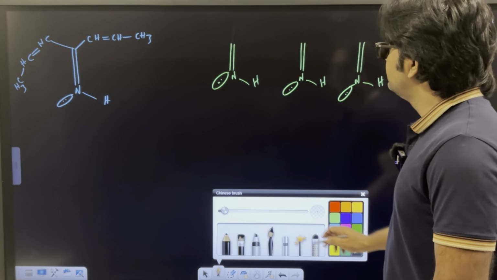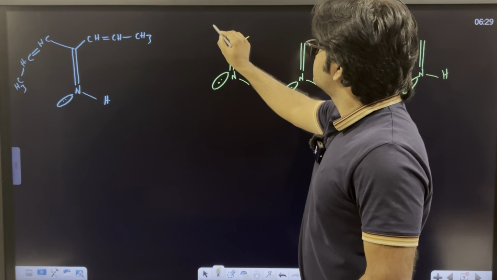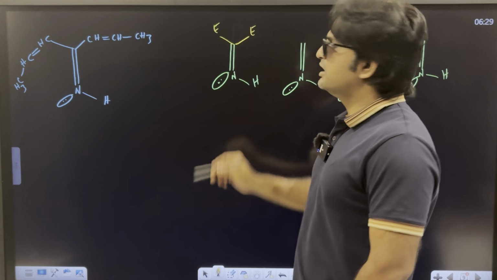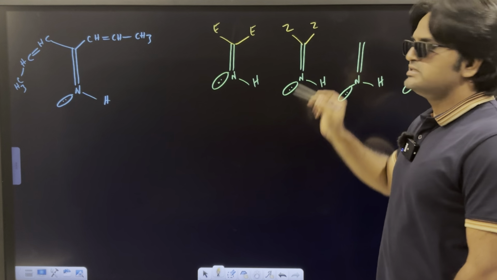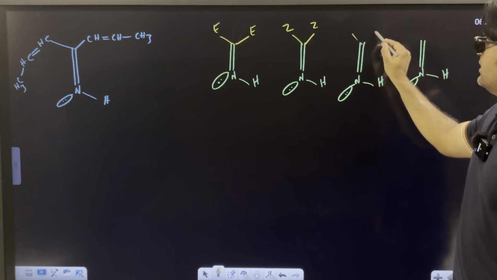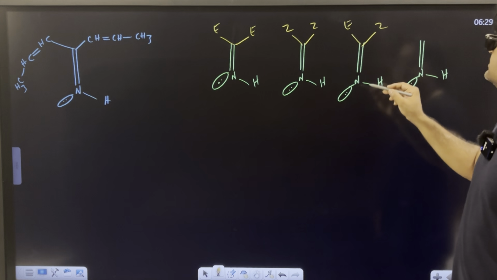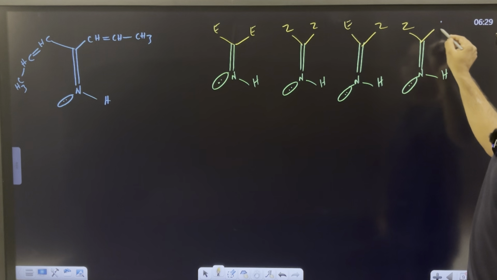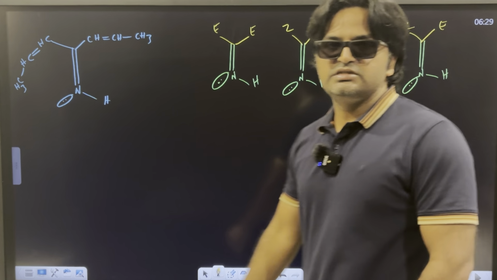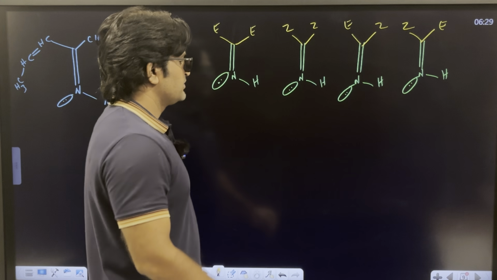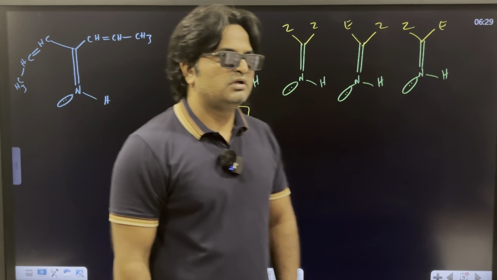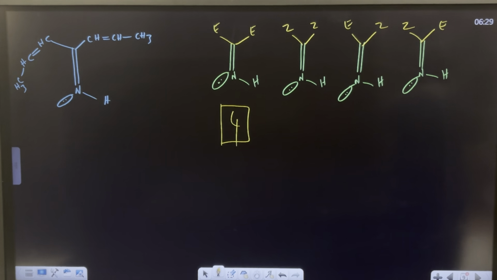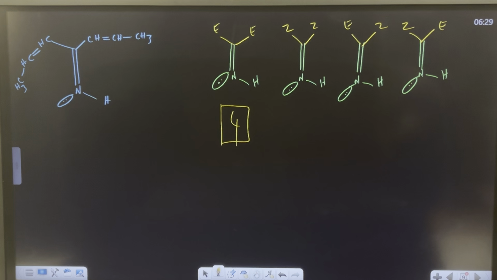Both double bonds configuration, so we can write like this: E configuration and E configuration, and here Z configuration and Z configuration. Next one, E configuration, Z configuration. Here Z configuration and E configuration. These are the possible arrangements. What are the total number of geometrical isomers? 4. Total number of geometrical isomers equals 4.